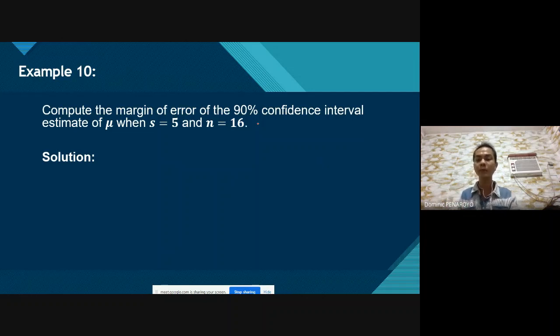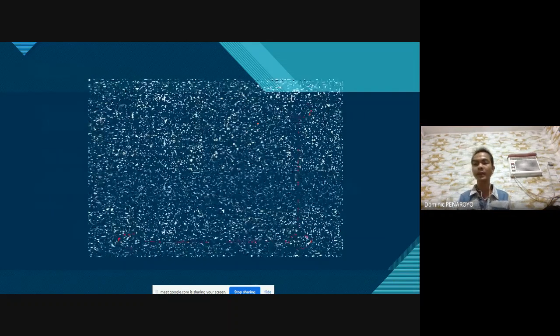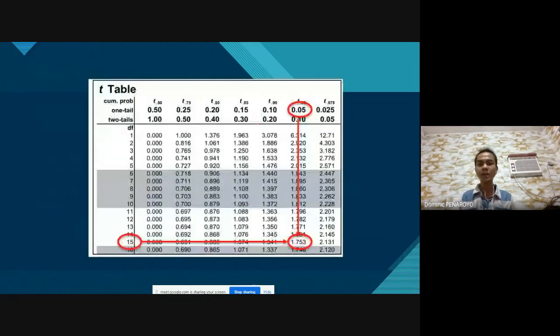So, on the upper top, okay, so let me show you. Okay, so we have here 0.05. And our degrees of freedom is 15. Since our sample size is 16, so 16 minus 1, our degrees of freedom is 15. So the intersection, we have here 1.753. So that is our t-value. So we already have the t-value.